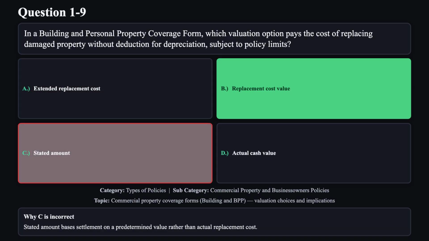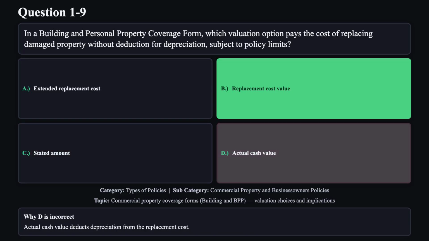Reason C is not correct. Stated amount bases settlement on a predetermined value rather than actual replacement cost. Reason D is not correct. Actual cash value deducts depreciation from the replacement cost.